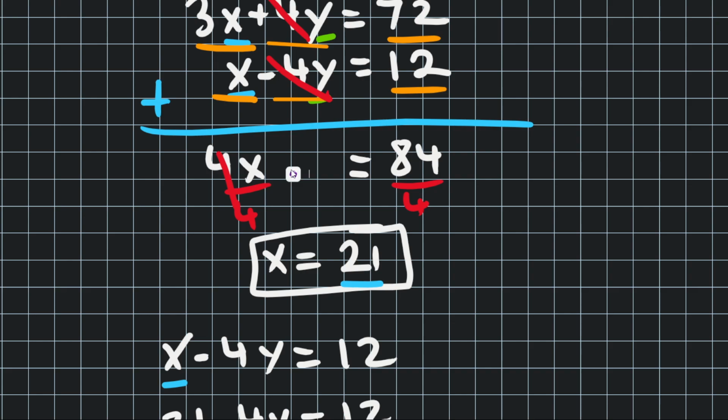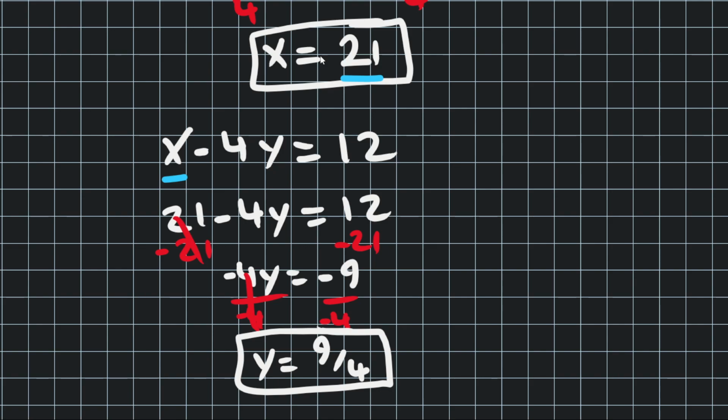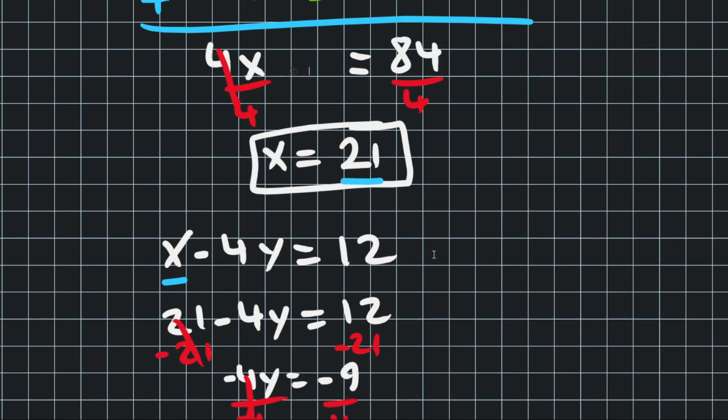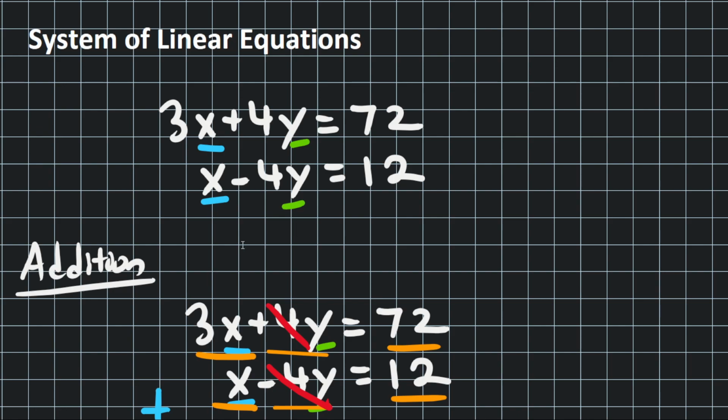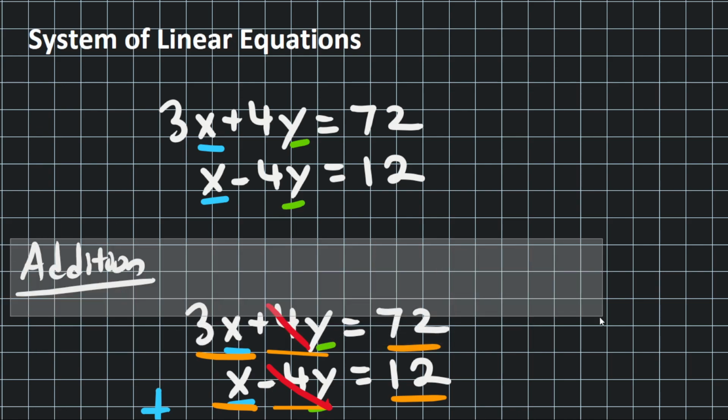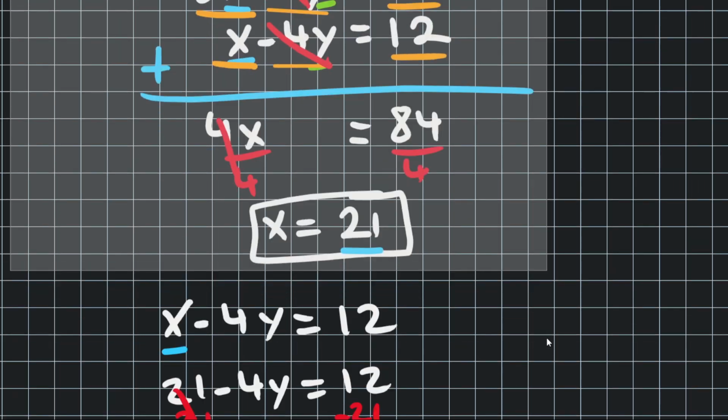Afterwards you can go ahead and solve for x. And then once you have one variable, you can easily find the other variable by substituting the x for whatever number you got, 21, and then solving for y, which is 9/4. So that's how you solve a system of linear equations that way.